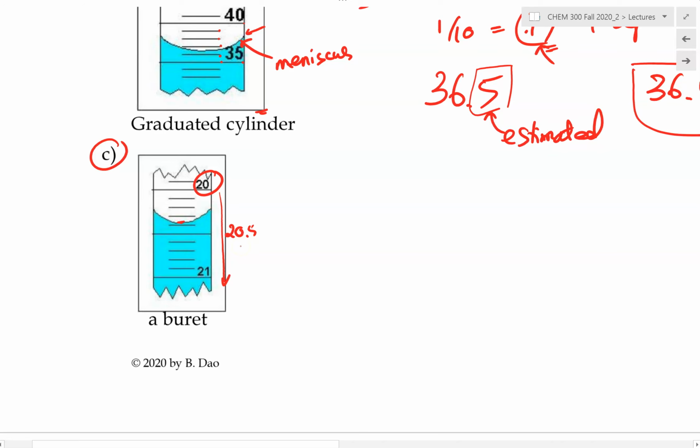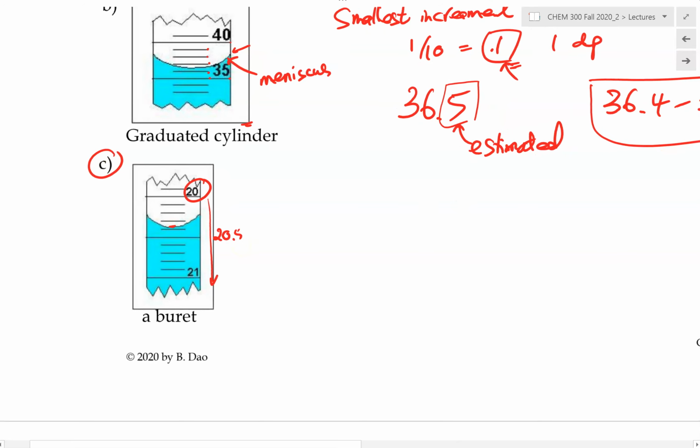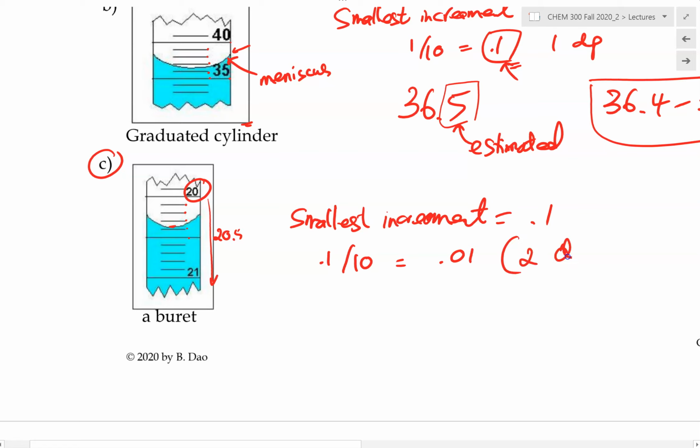And now again, let's follow the steps. First, find the smallest increment. You can see each of these is increasing by 0.1, isn't that right? Because this is 20.5, so this is 20.1, 20.2, 20.3, 20.4, 20.5. So the smallest increment is actually 0.1. Now when we take 0.1 divided by 10, we'll get 0.01, and this value has 2 decimal places in it. So this tells us that our reading needs to be read to 2 decimal places.